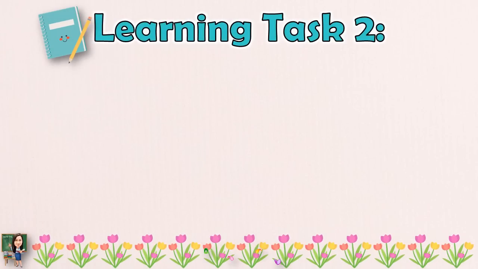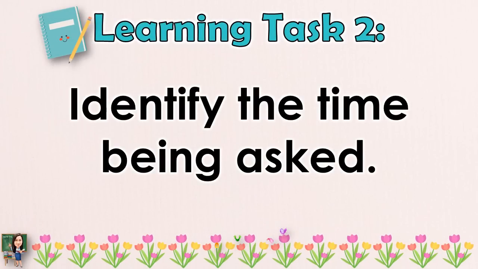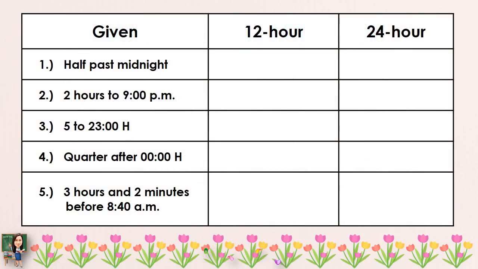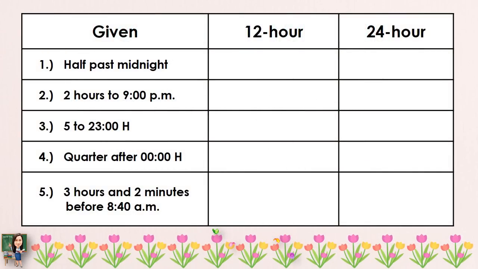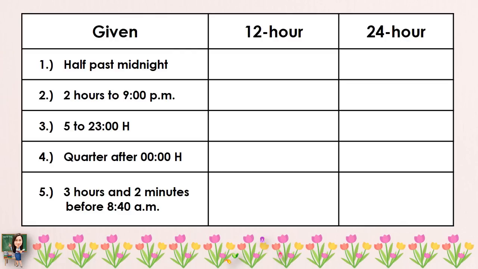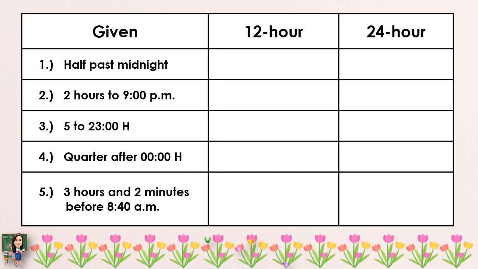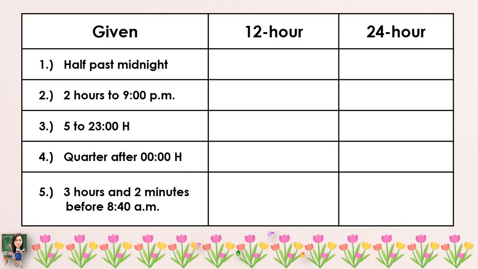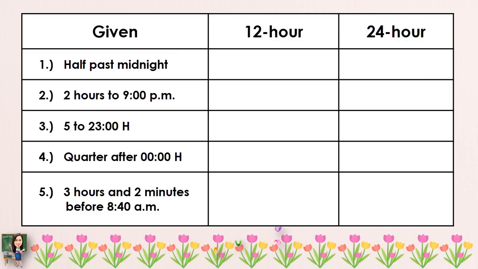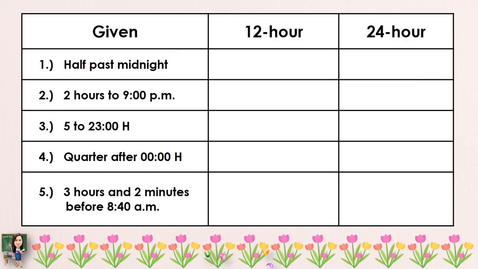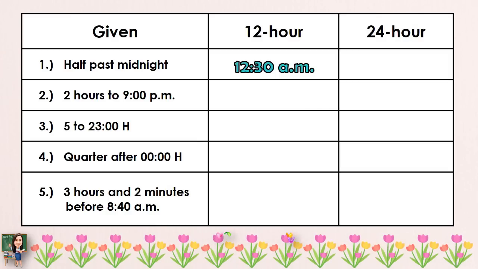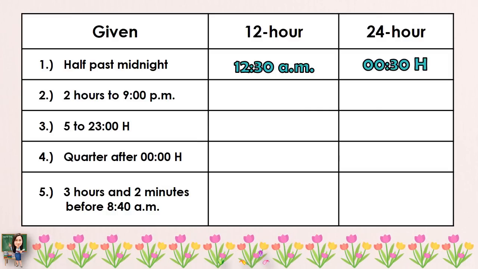Learning Task 2. Identify the time being asked. In the first column, we have the given. Second column, write this in 12-hour. And in the third column, write this in 24-hour. So number 1 is half an hour after midnight. In 12-hour, it is 12:30 a.m. And in 24-hour, it is 0030 hours.